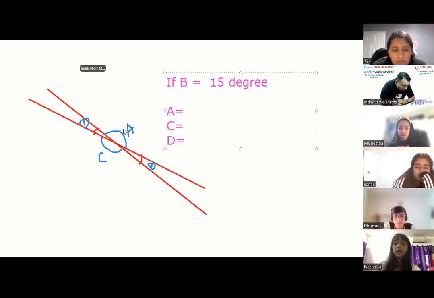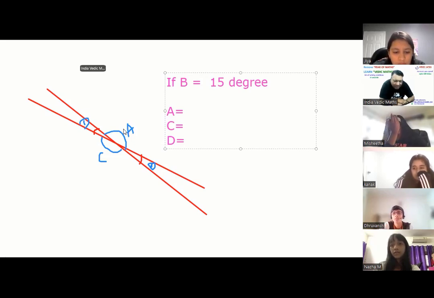Okay, Mishita, you are good. Jia, you are good. Ruan's good. Kanak good. Mayank good. How easy it is, guys? Mayank, explain quickly to all of us.